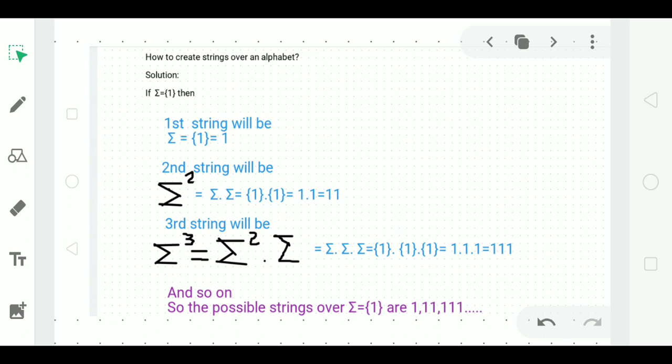The first step is we have to consider sigma itself as the first string. For example, if sigma is equal to {1}, the first string will be the sigma itself, which is 1. The second string will be, we have to find the power of sigma, that is sigma square, which is nothing but sigma into sigma, which is multiplying 1 into 1.